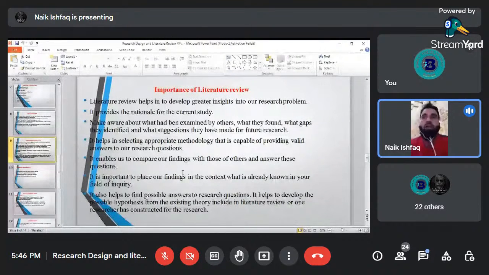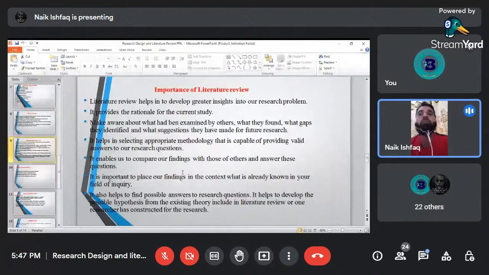It enables us to compare our findings with those of others and answer these questions. That means a researcher, when he goes to the research field, has his own research questions which he tries to answer, to find. So when he goes to the field and collects data, and after that the literature helps him to compare his findings with the previous results, previous researches. So it also helps us to find a possible answer to the research questions.